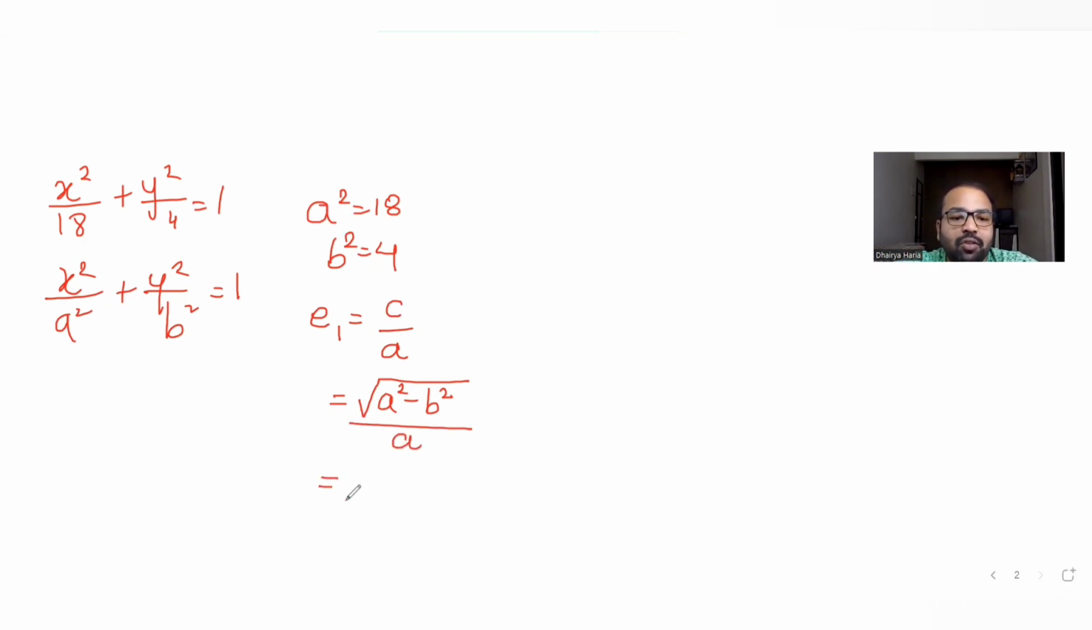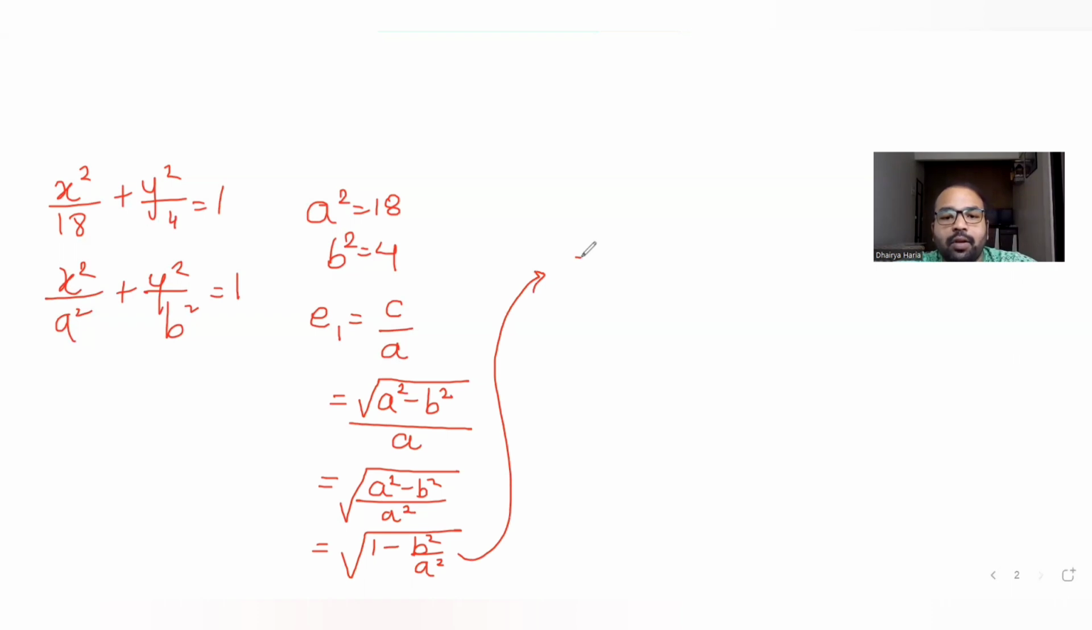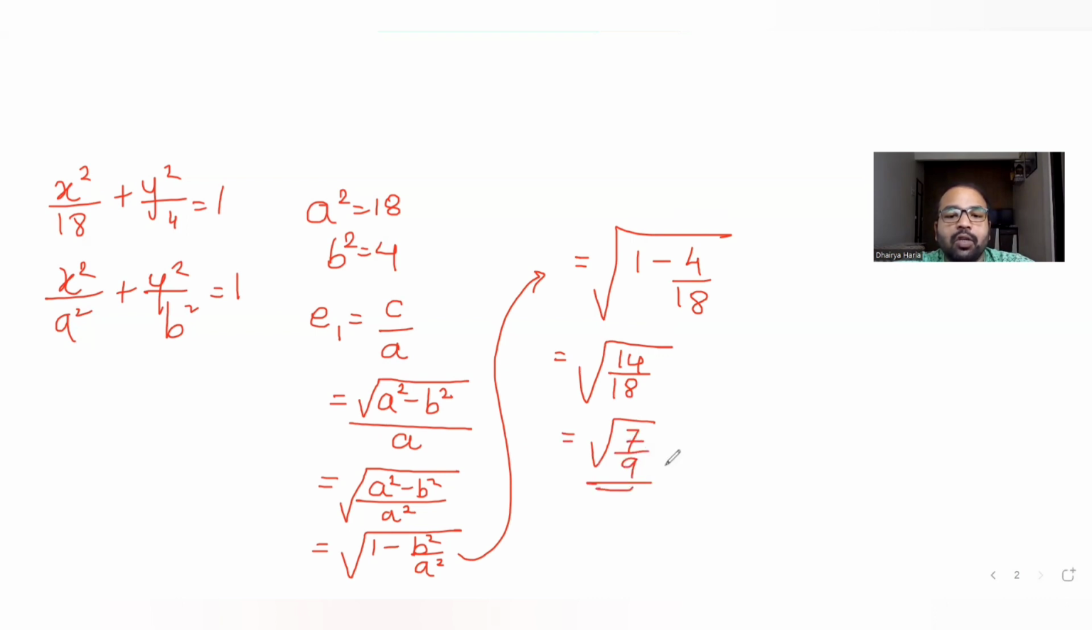Now if I further solve it, I can write it as root of a square minus b square upon a square, or I can also write it as root of 1 minus b square by a square. So that gives me root of 1 minus 4 by 18, that is root of 14 by 18, or root 7 by 9. So this is root 7 by 3, which is the eccentricity E1.